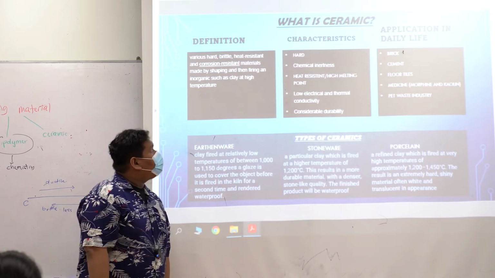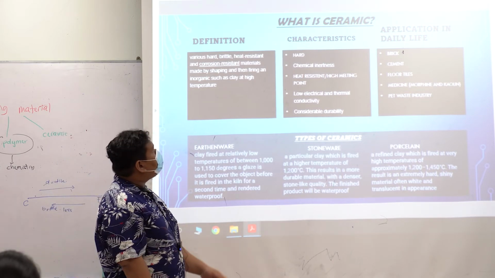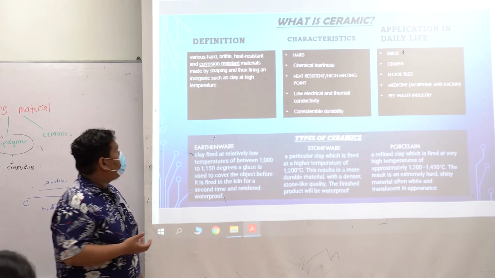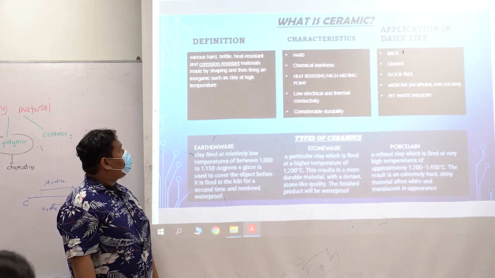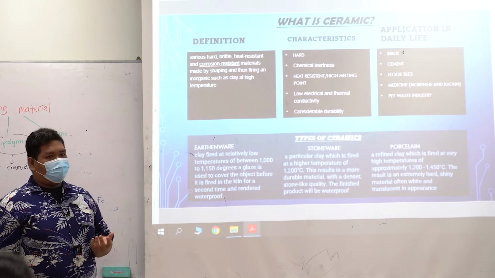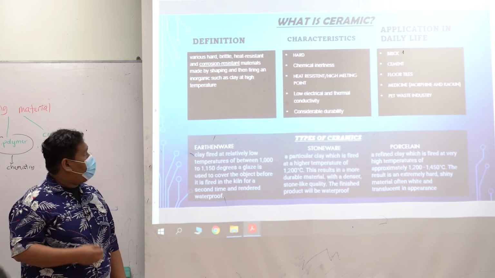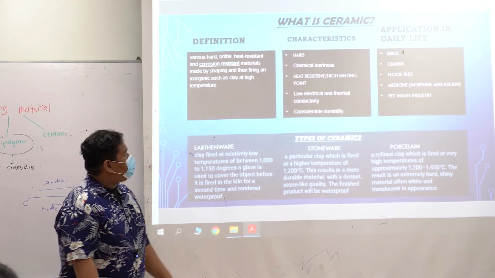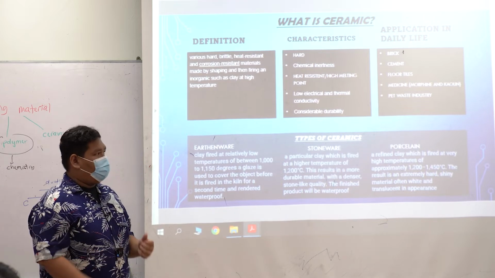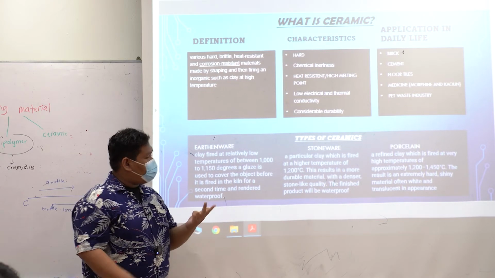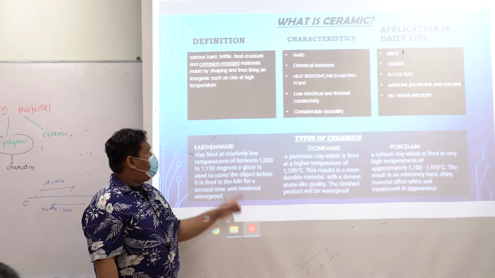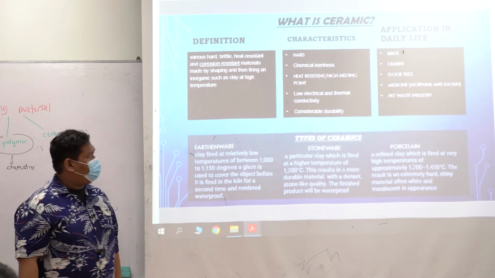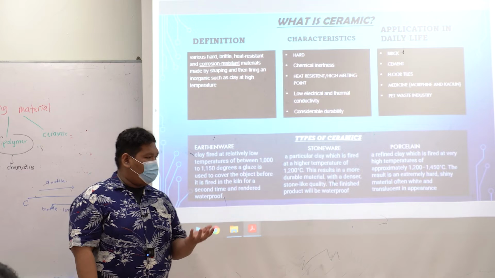Bismillahirrahmanirrahim. Assalamualaikum warahmatullahi wabarakatuh. Today I'm going to talk about ceramic. First of all, what is ceramic? The definition of ceramic is a hard, brittle, heat resistant and corrosion resistant material, such as clay, that we shape and fire with an inorganic material at a high temperature. The characteristics of ceramic are that it is very hard, chemically inert, heat resistant, and has a high melting point. Ceramic also has low electrical and thermal conductivity. And lastly, ceramic has considerable durability, so it means ceramic is a tough thing.